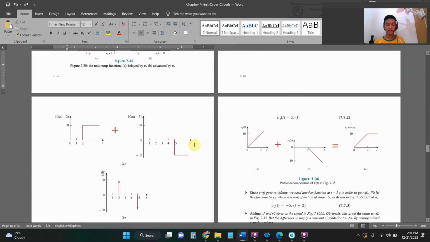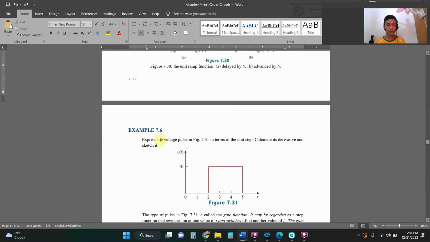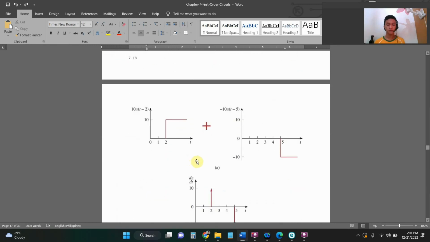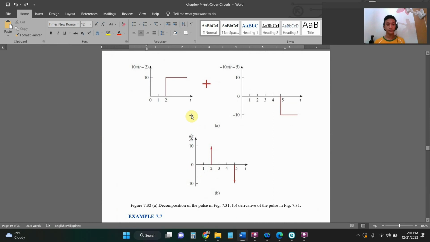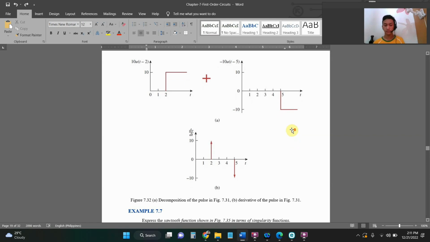As you can see in this figure, the first one, figure A, is what we call the decomposition of the impulse. And in figure B of figure 7.31, this is what we call the derivative of the impulse.